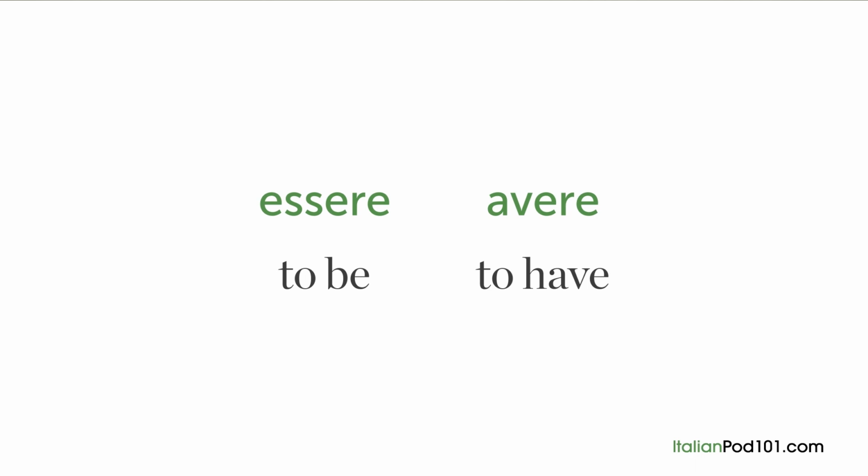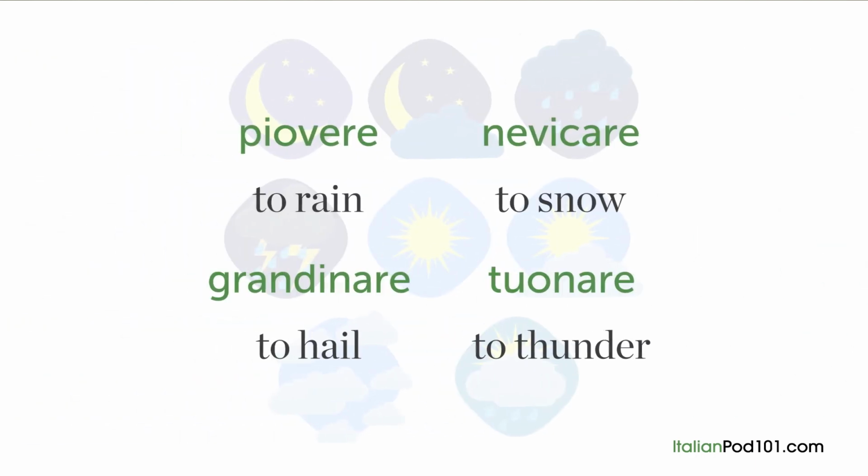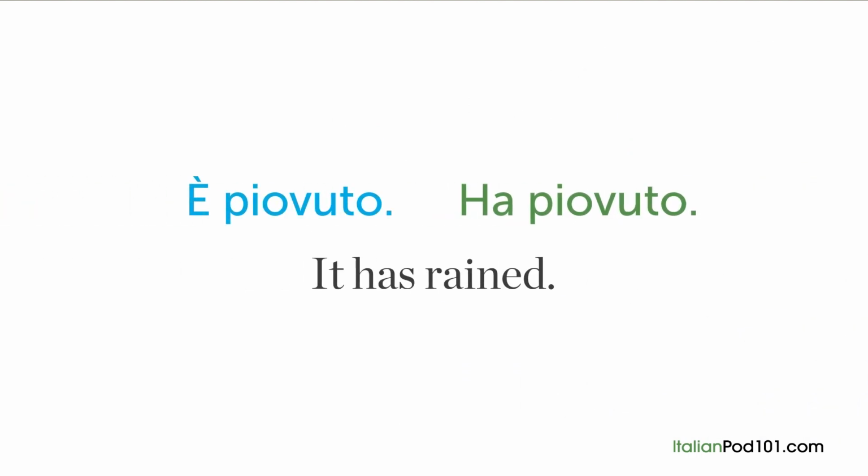There are some cases where both essere and avere are acceptable. This mainly happens with verbs about the weather. Piovere, to rain, nevicare, to snow, grandinare, to hail, tuonare, to thunder. So you can say è piovuto, but also ha piovuto. Both means it has rained.